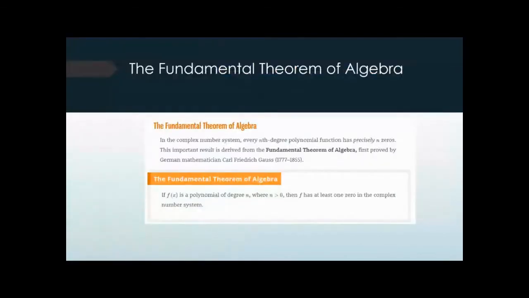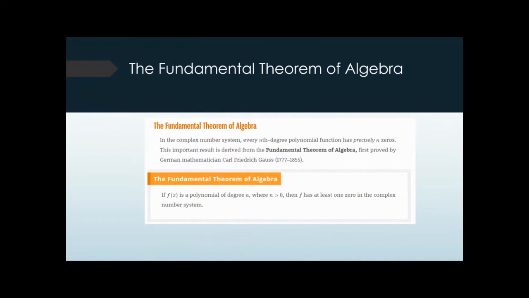So I'm going to start with the fundamental theorem of algebra. It says that if you have a polynomial of degree n, as long as n is greater than 0, which is normal for polynomials, then your function has at least one zero. Basically, as long as you have a polynomial, it will have at least one zero.